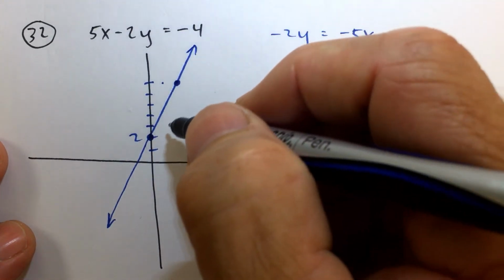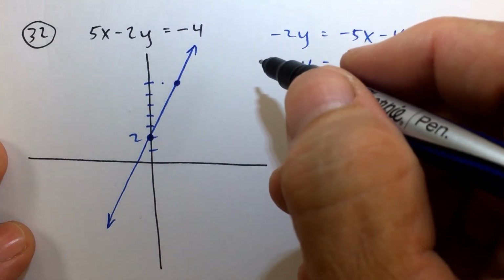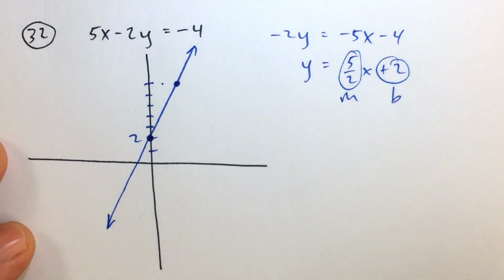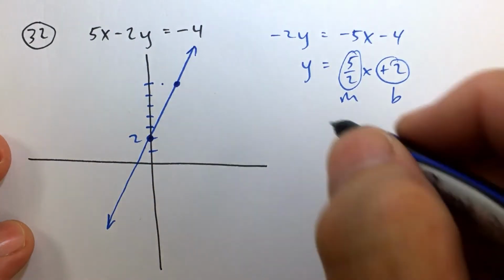If you draw a line through those 2 points, you could find an infinite number of other points on the line. They're still going to be on that line, and that line's still going to look like that. So that's probably the easiest way to do it.